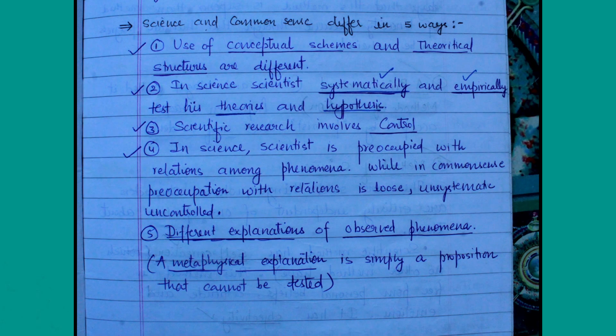In science, the scientist is preoccupied with relations among phenomena, while in common sense, the preoccupation with the relation is loose, unsystematic, and uncontrolled. So common sense is just common sense. You have speculations, you are drawing conclusions based on your experiences only. When you systematically and empirically study it, it becomes science.